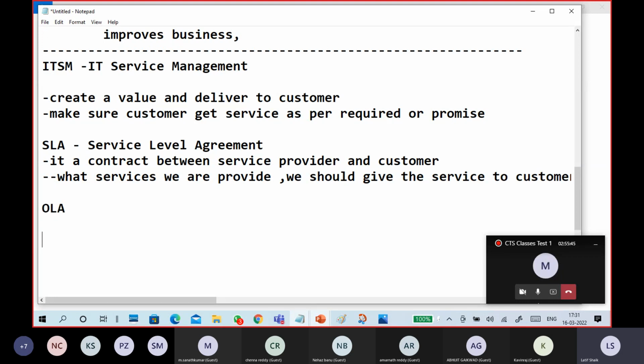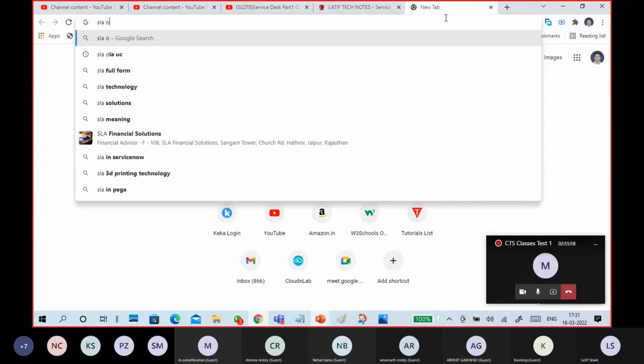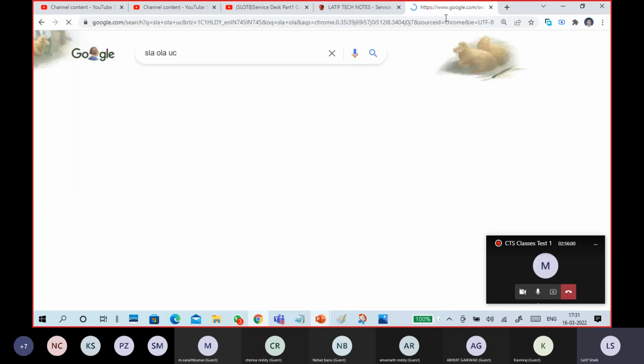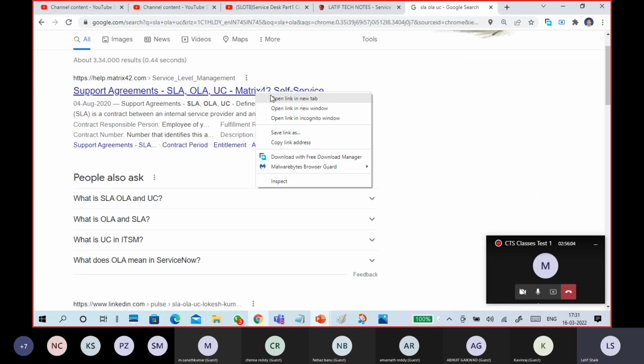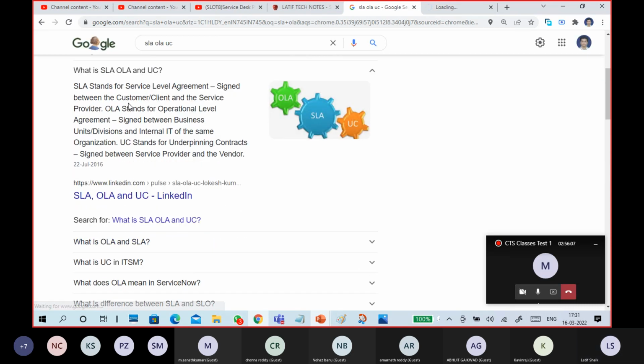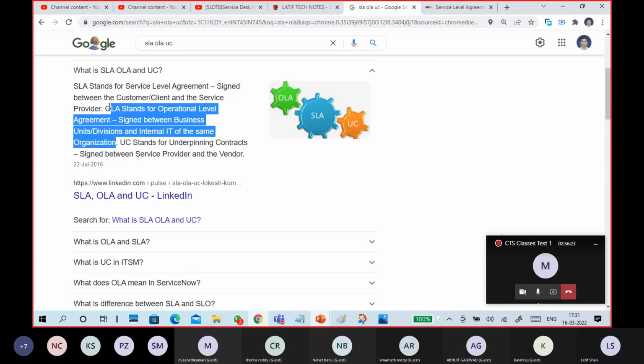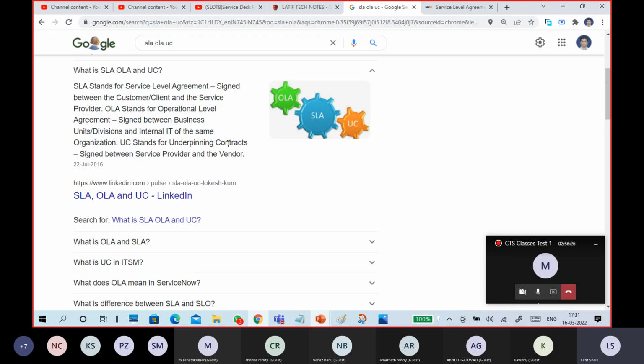Other things are there, OLA, UC kind of stuff. Already I told you there is a video, find it. OLA, organizational level, customer kind of stuff. SLA, OLA, UC. This is compulsory. Check it. SLA stands for service level agreement signed between customer and service provider. OLA stands for operational level agreement signed between business unit and internal IT of the same organization. UC stands for underpinning contract signed between service provider and a vendor.